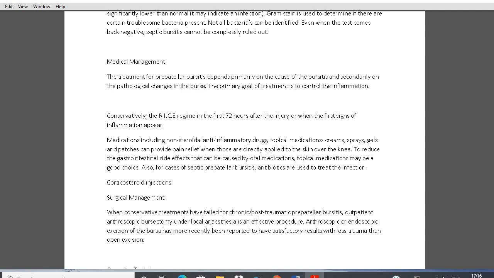Conservatively, we follow the RICE protocol for 72 hours, and the medications include non-steroidal anti-inflammatory drugs. Topical medications, creams, sprays, gels, and patches can provide pain relief, and are applied directly to the skin over the knee. To reduce the gastrointestinal side effects that can be caused by oral medications, topical medication may be a good choice.